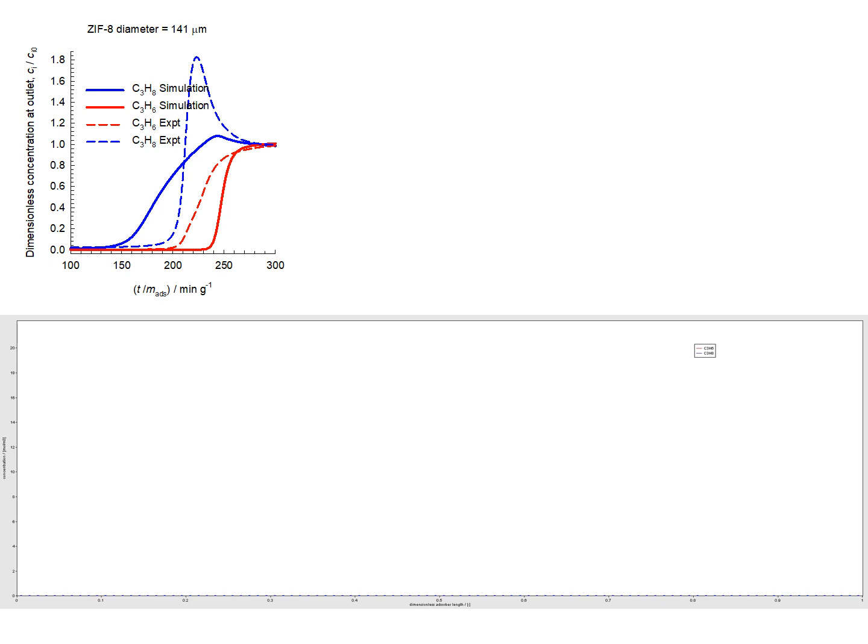We now examine the breakthrough simulations for a bed packed with ZIF crystals of 141 micrometers. The red line and the blue line are the breakthroughs of propene and propane. The continuous lines are the simulations, and the dashed lines are the experiments reported in the ACS Nano paper. Let's look at the animations of the simulations.